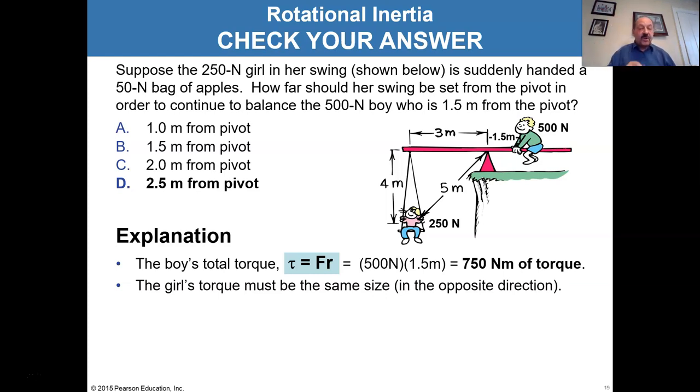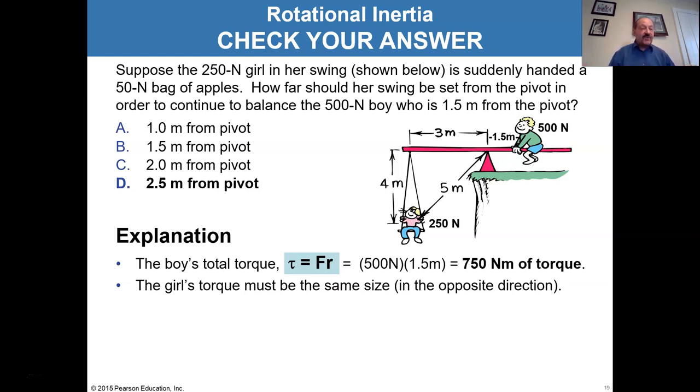So it doesn't matter how long her seat is hanging. She could be hanging 100 meters down. She's still pulling on that seesaw 3 meters from its fulcrum, from its pivot point. So that's the number we're looking at. And 3 times her 250 newtons is another 750. They match. But here's the problem.